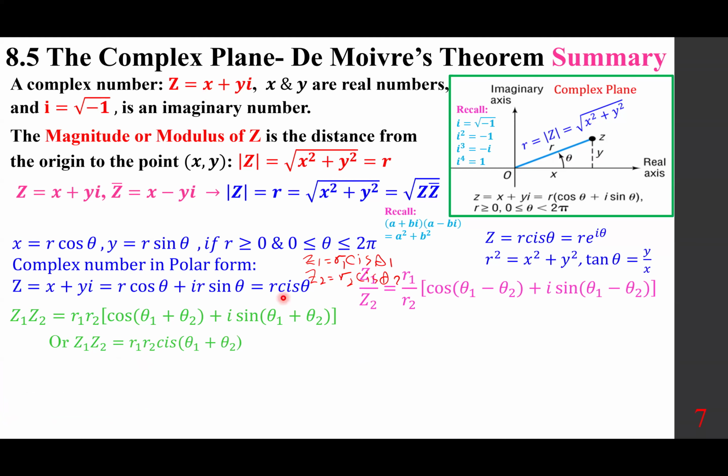Let me erase my work here. If you want to divide Z1 by Z2, you divide R1 by R2, and the sum of the angles becomes the difference. Okay. Or R1 over R2 cis theta 1 minus theta 2.